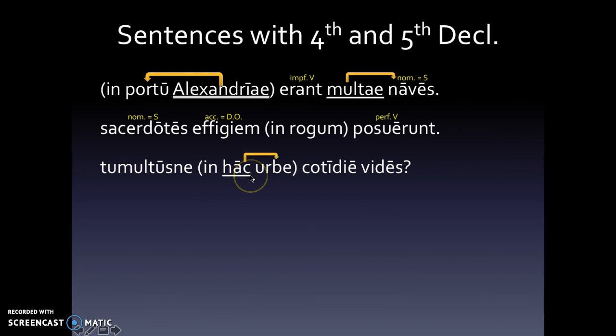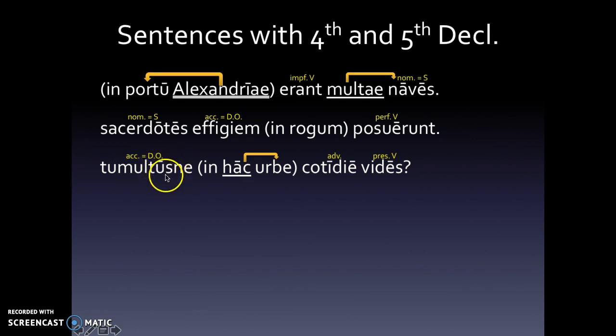All right, here we've got hanc. I know we haven't officially learned this. It's from an adjective-like chart that means this. And hanc is accusative feminine singular, so it's modifying urbe. That's our prep phrase. Tumultus, here is an example of that annoying accented US.